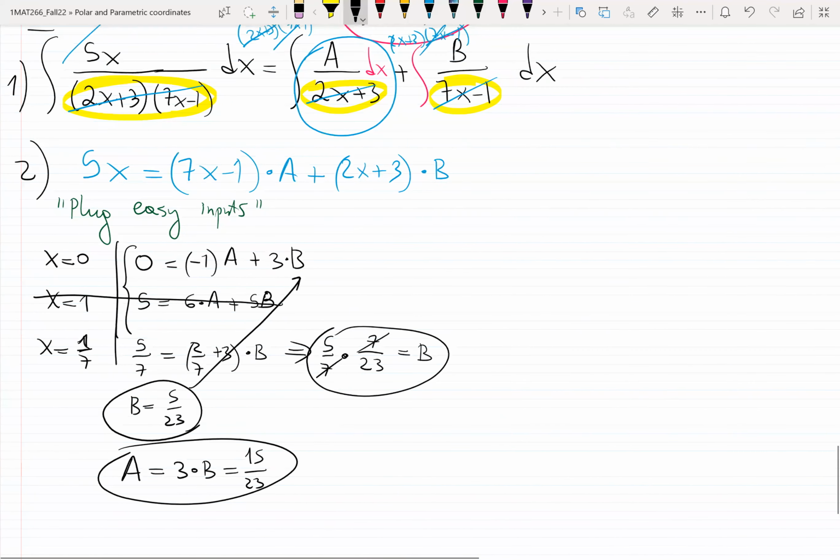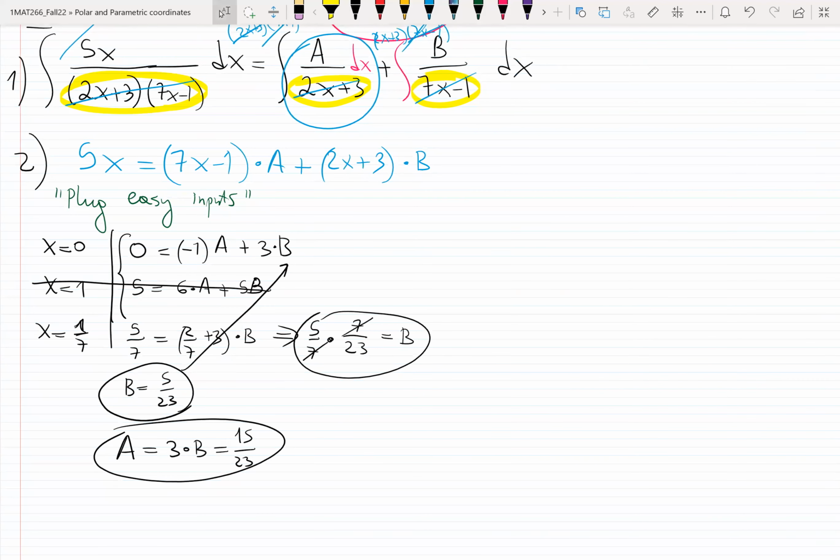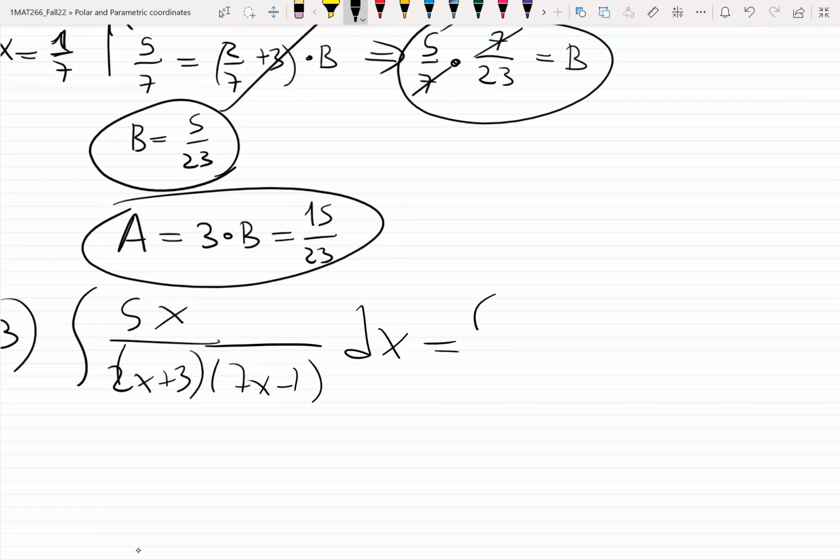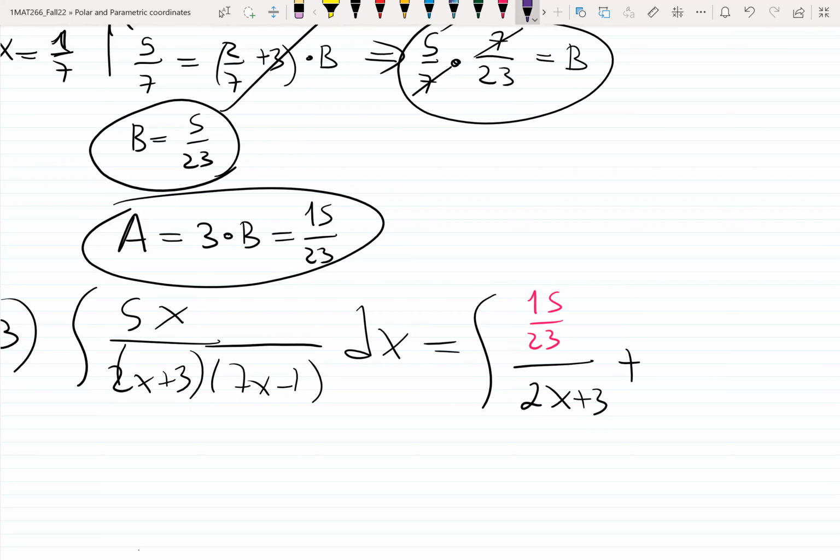That is not the answer. If you give me this as the answer, that is bad. That means you don't understand what the goal was. The goal was to integrate. The integral of 5x over the denominator becomes 2 small tiny integrals. The first integral is A over 2x plus 3, and A is 15 over 23 divided by 2x plus 3, plus B over 7x minus 1. And B is 5 over 23 divided by 7x minus 1 dx.